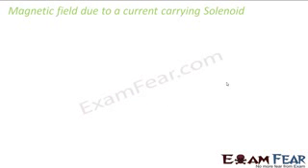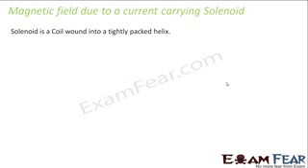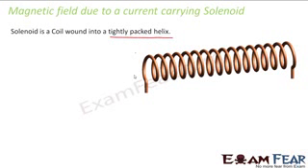Let us now look at magnetic field due to a current carrying solenoid. Before that, let us see what is a solenoid. Solenoid is nothing but a coil which is wound into a tightly packed helix. What is a tightly packed helix? It is nothing but something in this pattern. Suppose you have a coil which is wound very tightly in this pattern. This pattern is known as a helical pattern. If you have any coil in this pattern, it is known as a solenoid. Now we will see what kind of magnetic field is produced with a current carrying solenoid of this form.